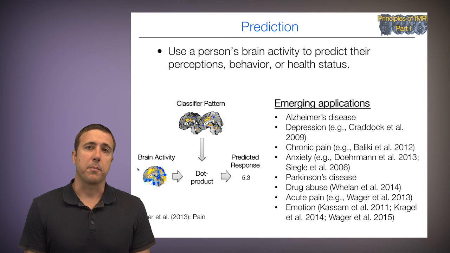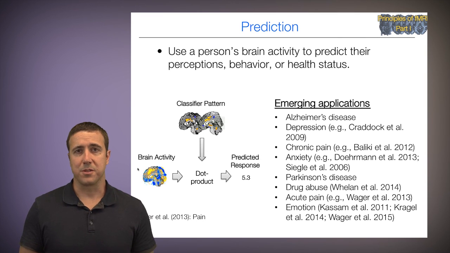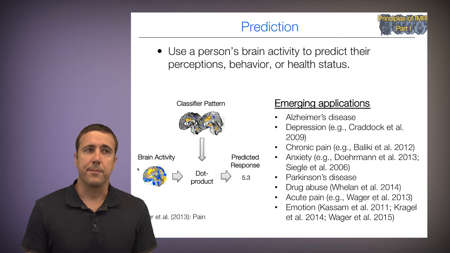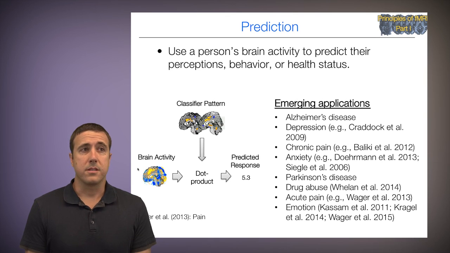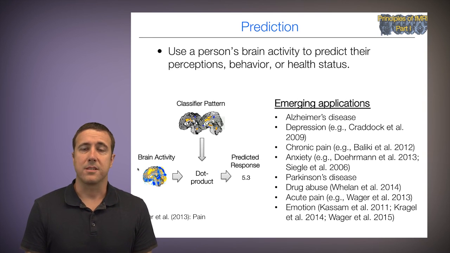There are many emerging applications of prediction that cover really the whole space of different possible things we might care about in terms of health outcomes. So this is really an exciting area in terms of translation and clinical science. So some of the emerging applications are to Alzheimer's disease, to depression, to chronic pain and anxiety, to neurological disorders like Parkinson's disease, to behavioral issues like substance use and abuse, and to basic emotions and other areas of research.